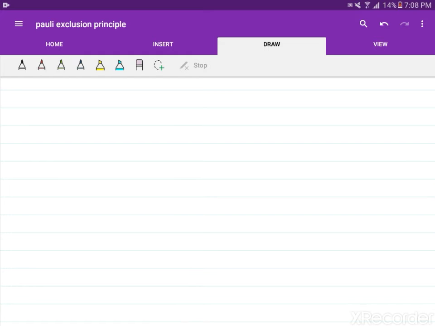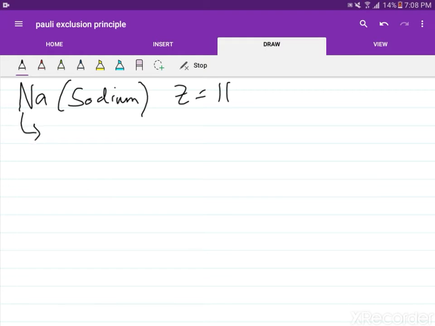So take for example the element sodium. The atomic number of sodium is 11 and its electronic configuration is given by 1s2, 2s2, 2p6 and 3s1.